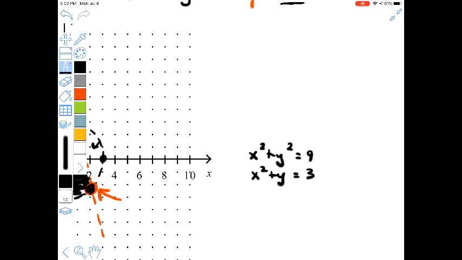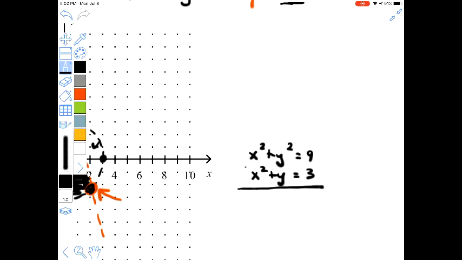Substitution. Elimination. I would actually say let's do elimination, but only because the x squared and the x squared are like terms. The y's aren't, so you could just subtract. That makes it that much easier. But you've got to be careful if you're going to do elimination. We don't have y squared in the bottom equation.